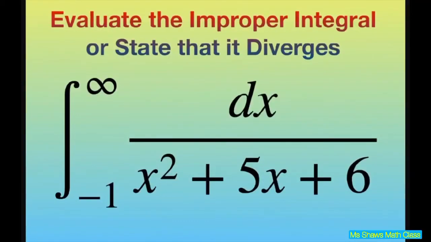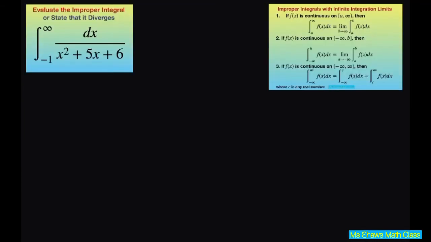Everyone, we're going to evaluate the improper integral or state that it diverges. It's improper because we have infinity as an upper limit. So it's dx divided by x squared plus 5x plus 6. It has this form here, part 1 form. So we're going to use this formula here.